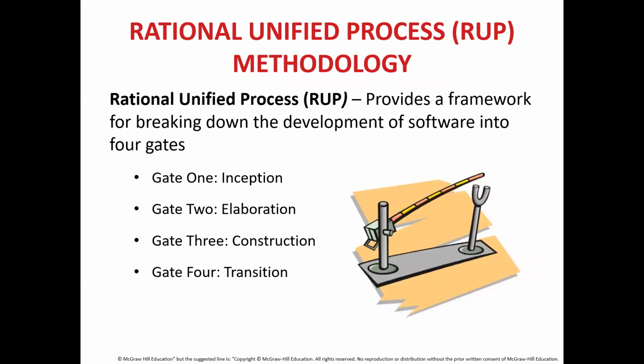Rational unified process methodology. Now, rational unified process provides a framework for breaking down the development into 4 gates, and these gates include inception, elaboration, construction, and transition. Because RUP is an iterative methodology, the users can reject the product and force the developers to go back to gate 1.